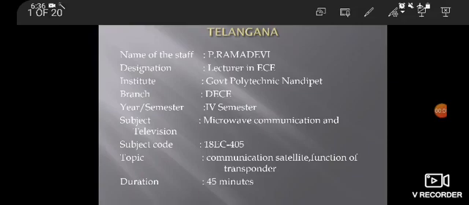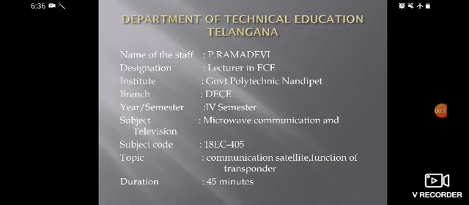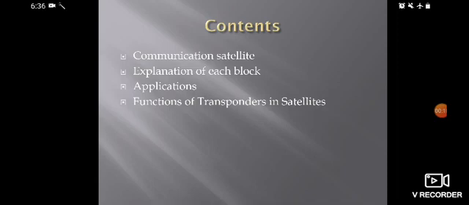Today's topic is communication satellite and functioning of a transponder in our satellite. Initially, in the previous session, I told about what a microwave link is, what its main function is, what a satellite is, what the advantages and disadvantages of satellite communication are over terrestrial radio communication, and what the main applications of satellites are. All of these were covered in the previous session.